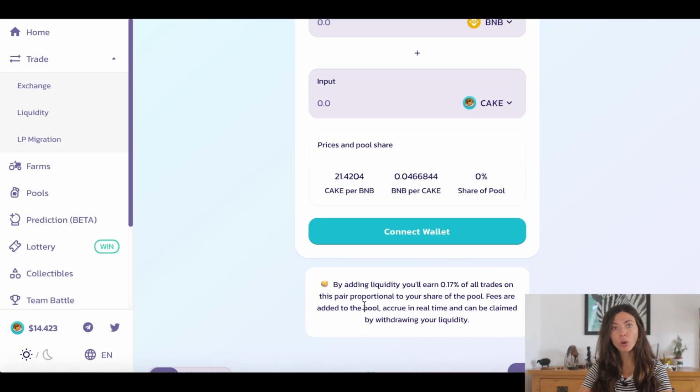What's important to understand here is that your profit will be proportional to your share of the pool, and you will not receive this money in a separate account or in a separate token. It will all be automatically re-added to the pool. It will only be added to the tokens that you gave to this platform, and then eventually when you decide to withdraw, this is when you will see that you now receive more tokens than you originally gave.